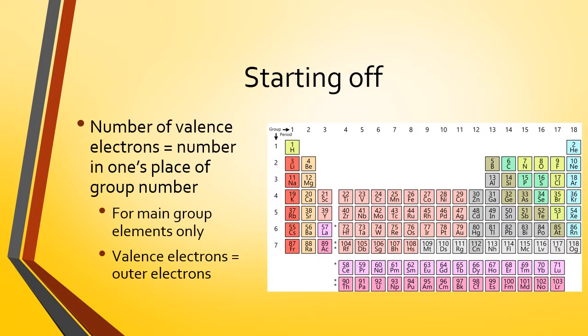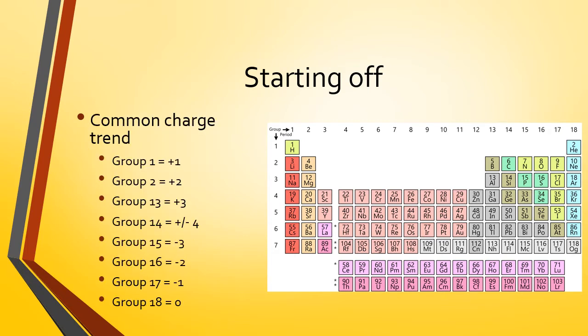Some important trends that you should know include: you should be able to determine the number of valence electrons for an element that is in the main group by looking at where it is placed on the periodic table. Conveniently, the number of valence electrons equals the number that is in the ones place of the group number. Reminder that this only works for main group elements, aka those of the S and P blocks. The transition metals in the D block and the rare earth metals of the F block do not work for this.